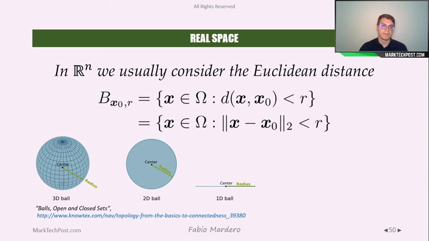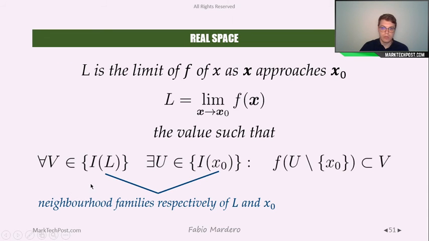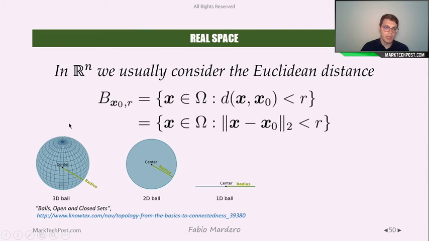In the real space, we usually consider the Euclidean distance to define the ball. The Euclidean ball in 3 dimensions is a sphere, the 2D ball is a disk, and the 1D ball is a segment. So in real spaces, we can use open balls as neighborhoods and open intervals as open sets. That's what we have found so far.